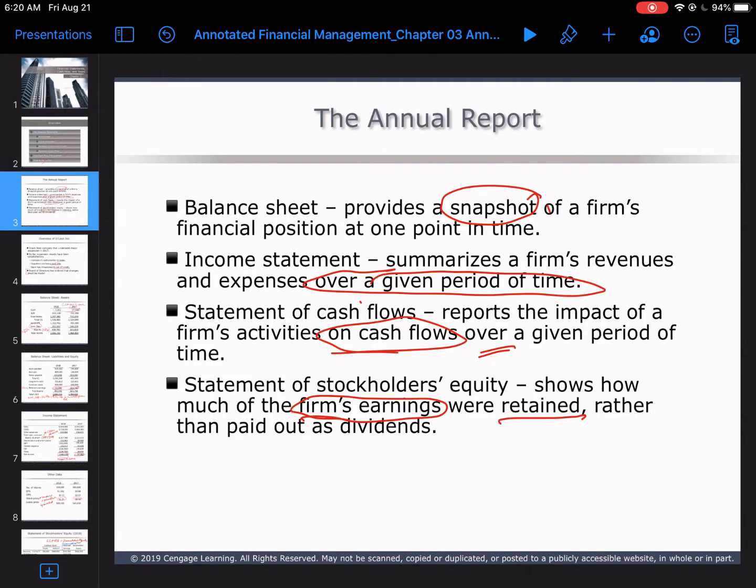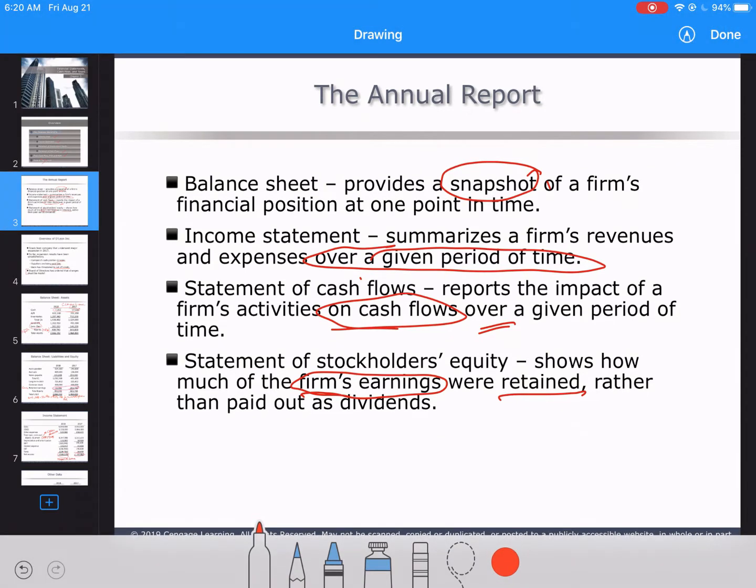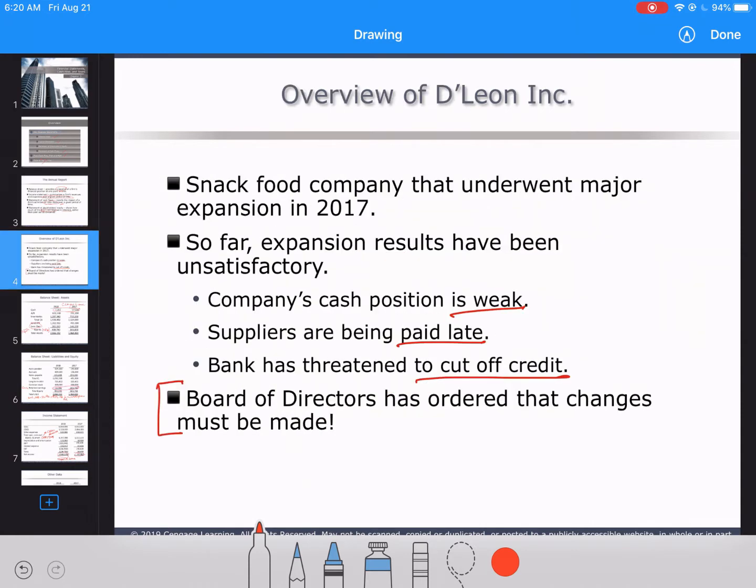So the balance sheet is basically a snapshot of the firm's financial position. So this is as of December 31st, and then the income statement is over a given period of time. So this is basically stock, and this is flow. And then you get cash flows and also a statement of shareholders' equity.